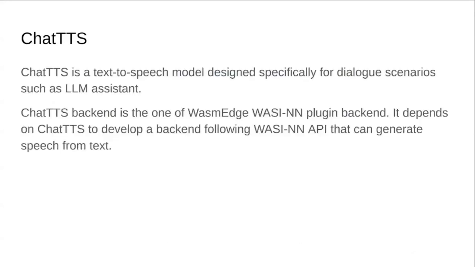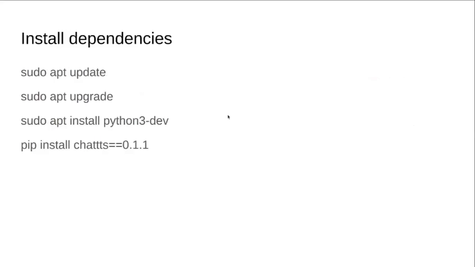ChatTTS is a text-to-speech model designed specifically for dialogue scenarios, such as LLM assistants. The ChatTTS backend is one of the WasmEdge plugin backends. It follows the WasmEdge plugin API, so if you have used other WasmEdge plugin backends, you may get started quickly.